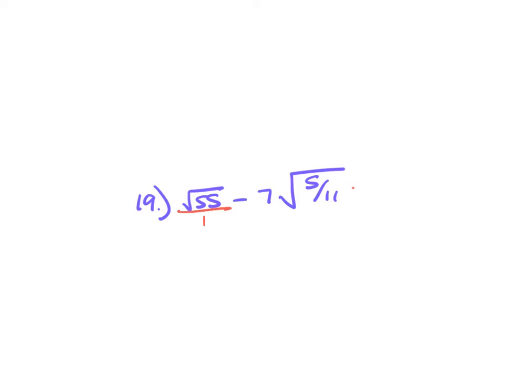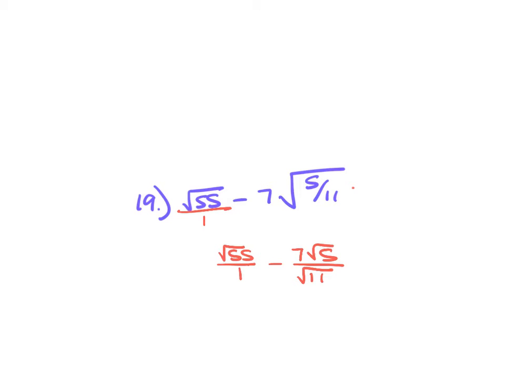Alright, so for 19, we have the square root of 55 minus 7 square root 5 over 11. So for this, that 55 is just 5 and 11. We're not going to be able to simplify it. So we are going to put the entire thing into fraction form. So this is going to give us the square root of 55 over 1 minus 7 square root 5 over the square root of 11.